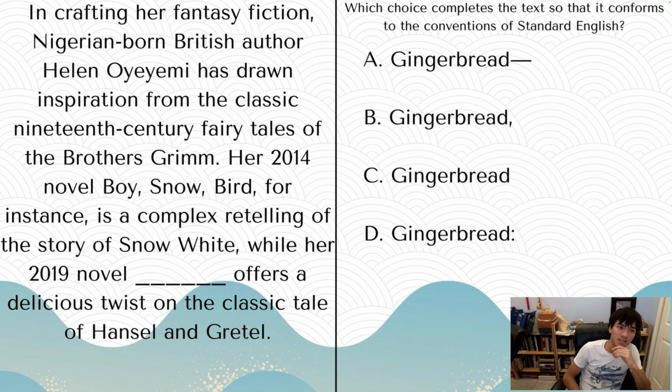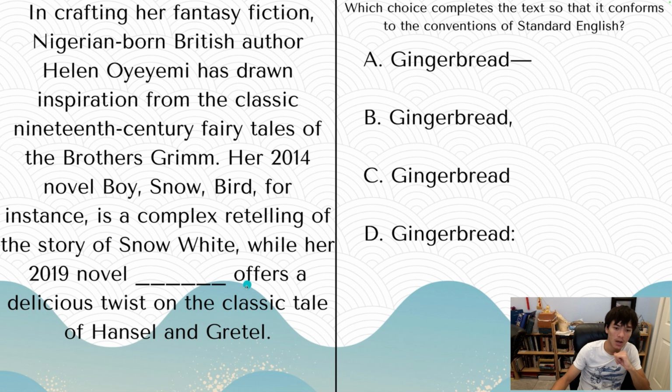In crafting her fantasy fiction, Nigerian-born British author Helen Oyeyemi has drawn inspiration from the classic 19th century fairy tales of the Brothers Grimm. Her 2014 novel Boy Snow Bird, for instance, is a complex retelling of the story of Snow White, while her 2019 novel, blank, offers a delicious twist on the classic tale of Hansel and Gretel. Okay, so let's look at this. Her 2019 novel, Gingerbread, with a dash, comma, nothing, or colon.